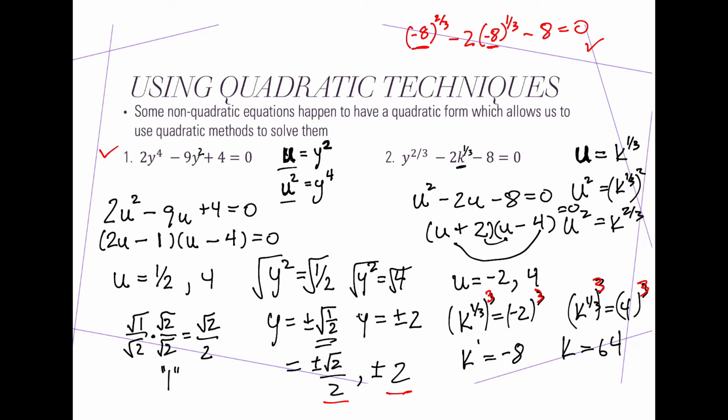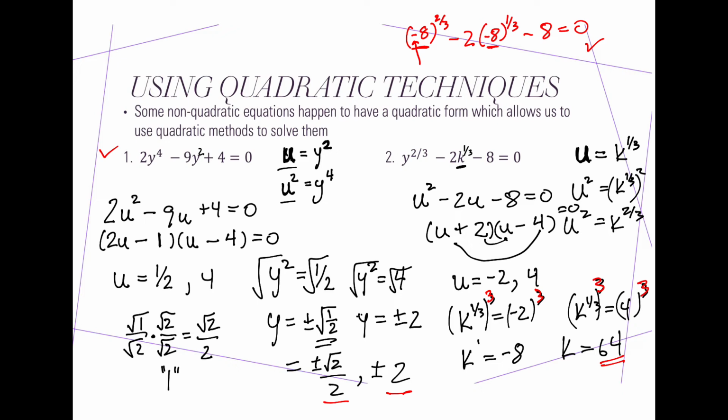I also want to point out that on a TI-84, you need to use the negative button that's under the 3, not the subtraction button. That will give you an error. This also works with 64 if you plug that in.